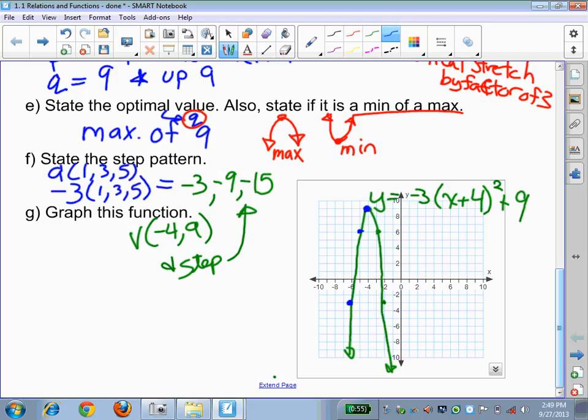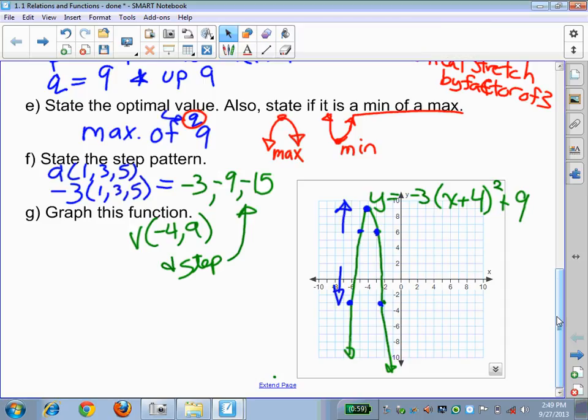On the other side, you do the same step pattern. Over 1, down 3, over 1, down 9, and over 1, down 15. And you draw your parabola as best as you can. Notice it's a little thinner. It's been stretched vertically. So basically, it's been stretched upward from the top and the bottom.